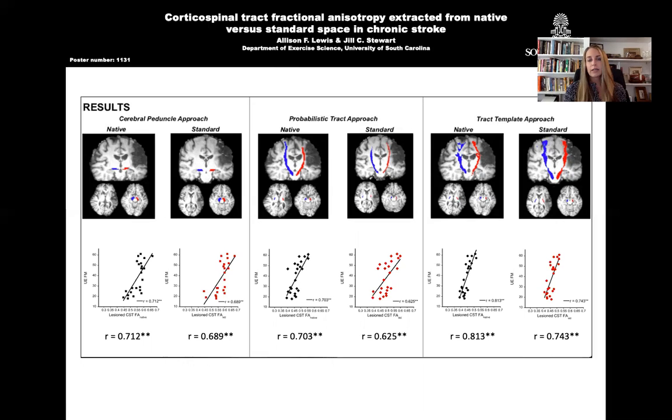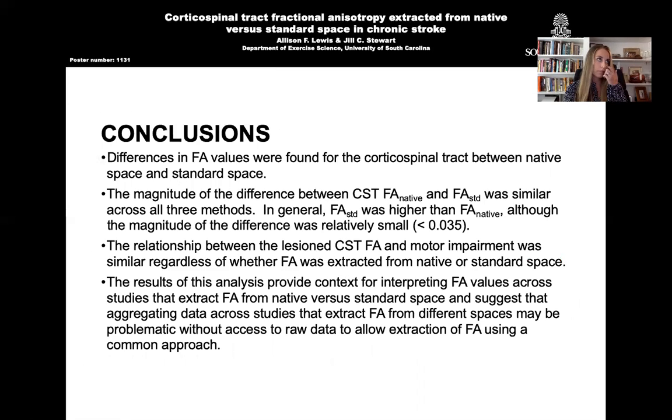And then finally, we wanted to look at how extraction space might impact relationships between motor impairment. So we ran correlations between the upper extremity Fugl-Meyer and the lesion side CST FA value. And what we found is that the relationship between CST FA and the upper extremity Fugl-Meyer was similar regardless of extraction space for all of the methods, where higher FA values correlated with higher upper extremity Fugl-Meyer scores. So higher FA correlated with less impairment.